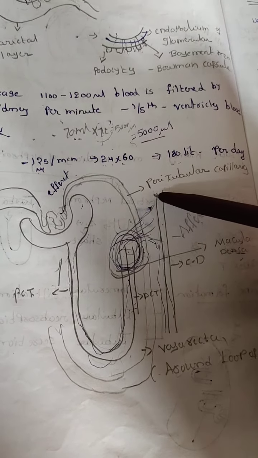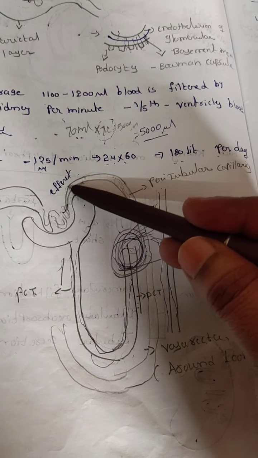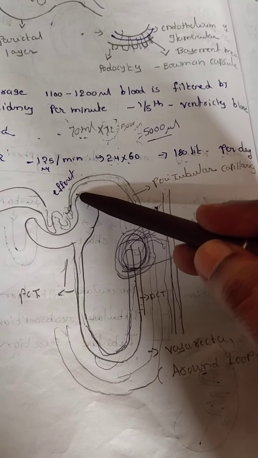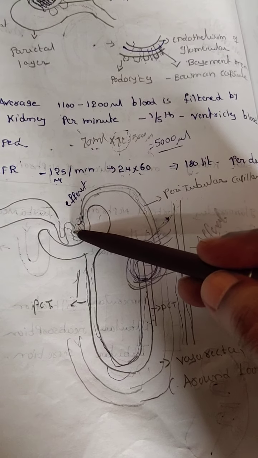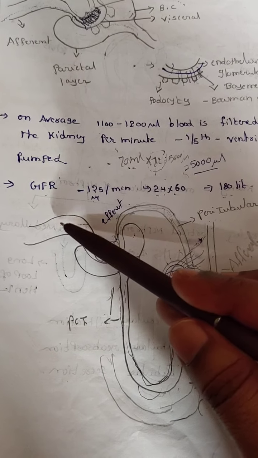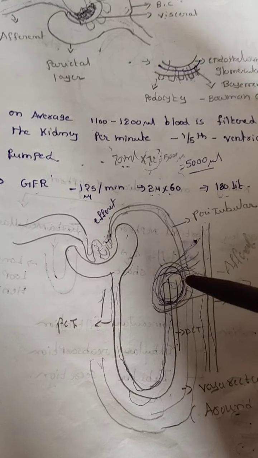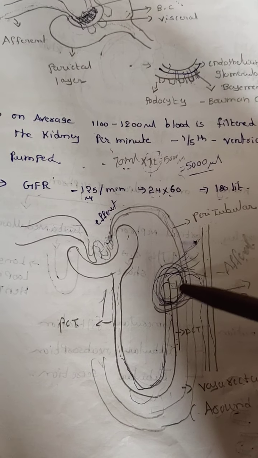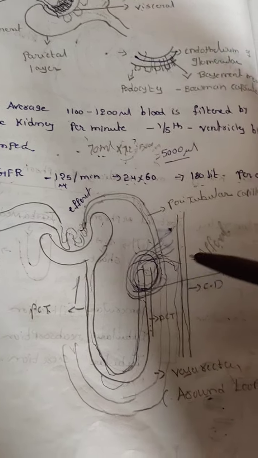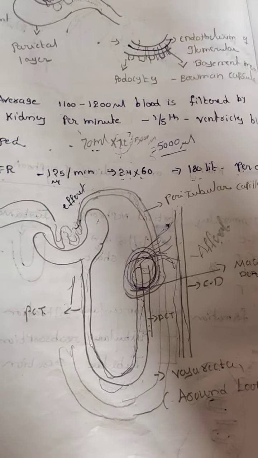I said peritubular capillaries, where do they arise? They arise from the efferent arteriole. Where does the efferent arteriole arise? From the glomerulus. Where does the glomerulus arise? From the afferent arteriole. That's why they say the afferent arteriole is wrapped around the DCT, that is called the macula densa. This is the structure of the nephron.